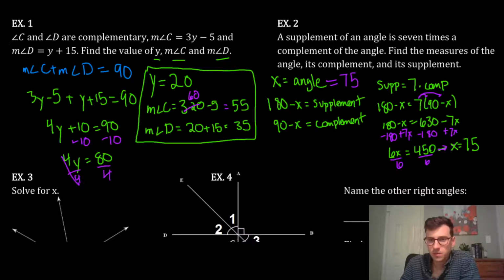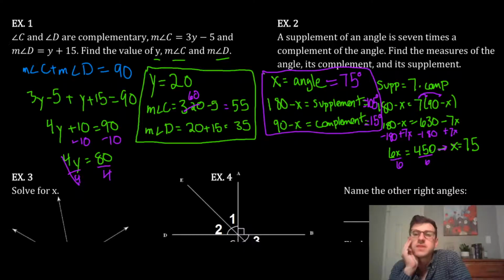Okay, the supplement, 180 minus 75 is 105 degrees. And the complement, 90 minus x, right? Is 90 minus 75, or 15 degrees. So I know that that's not the cleanest. I probably wouldn't be super happy if you gave me that. But, you know, we only have so much space. So we got to work with what we have.